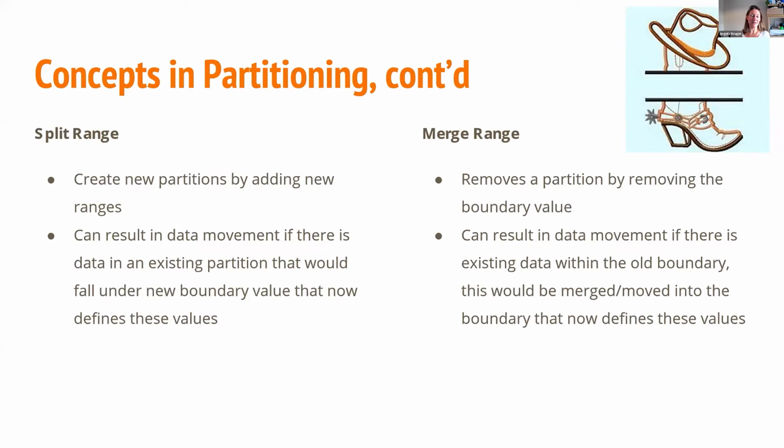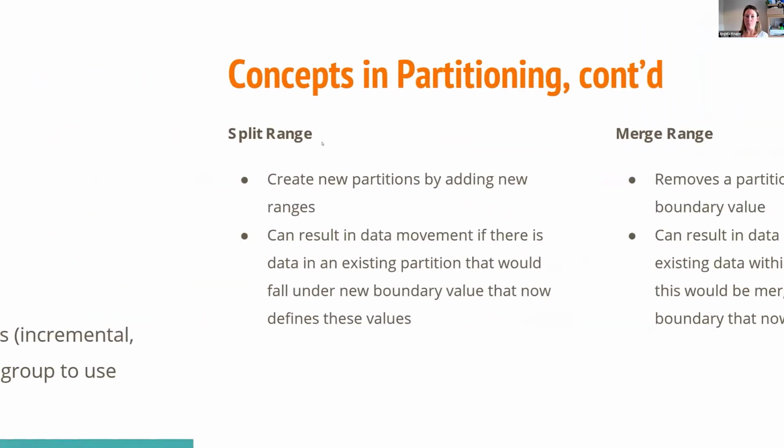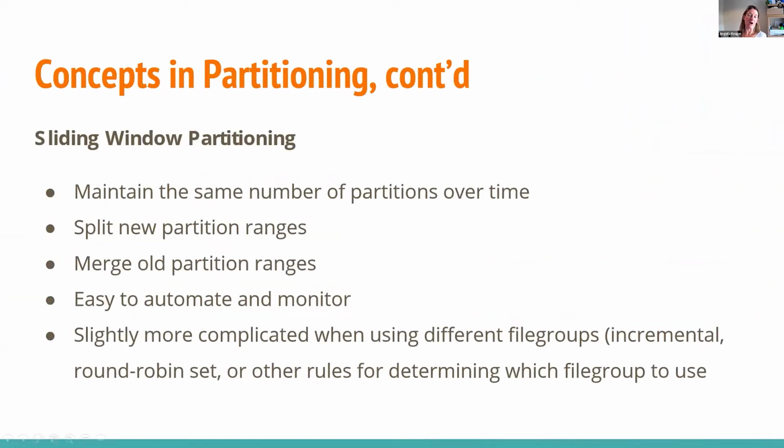Data movement is slow. Data movement can cause locking and blocking. So when you're doing splits and merges, it's recommended that the partition you're splitting or merging be empty, because then it's near instant. But your splits and merges are the way you're going to manage your different partition ranges, your number of partitions, and create new boundary values. And when we're talking about splitting and merging, we have a concept here, the last concept, I promise. We will move into the fun bit next, partition switching.